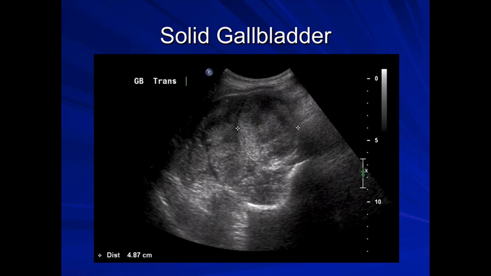This is an example of a gallbladder that is full of a mixture of sludge and, in this particular case, tissue. This is a cholangiocarcinoma, where here is the gallbladder, but it's full of tissue, and so it's very difficult to distinguish from the rest of the liver.